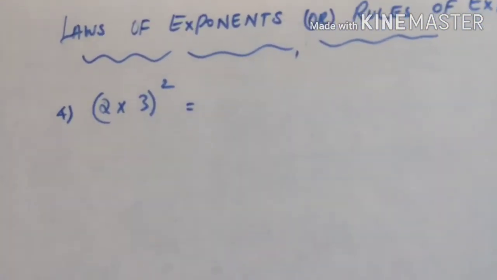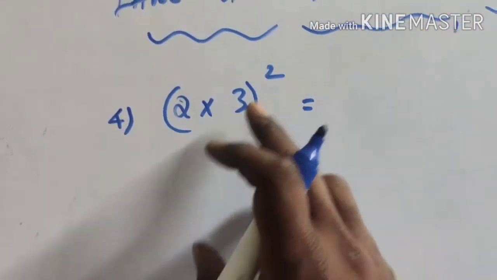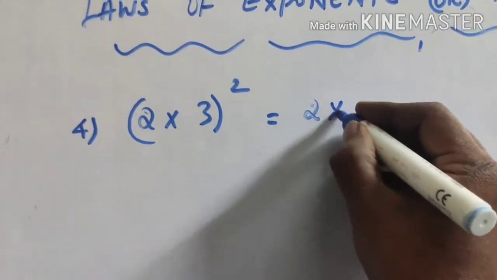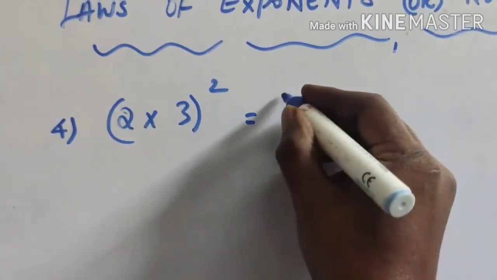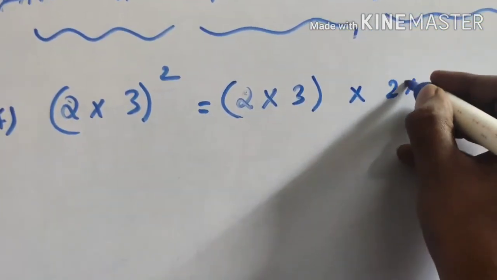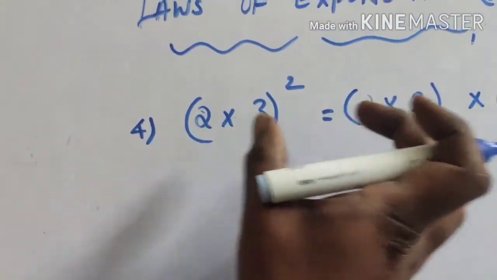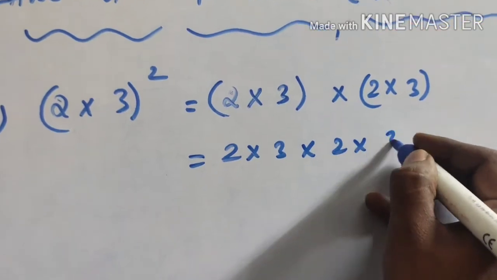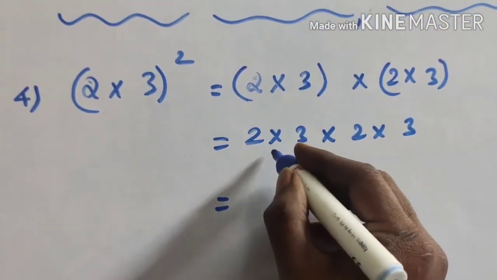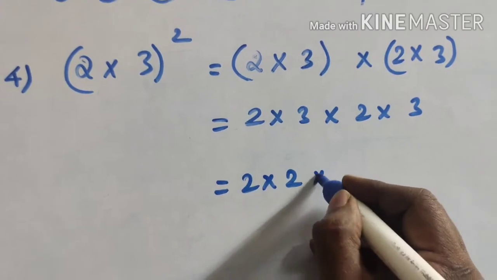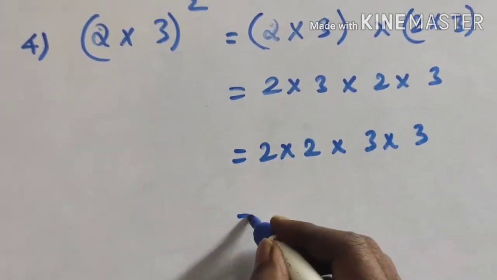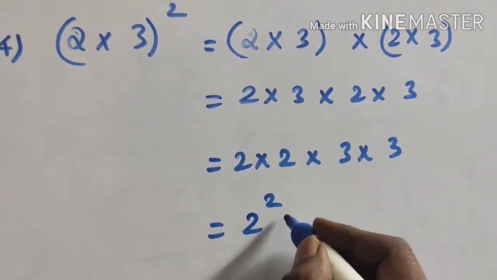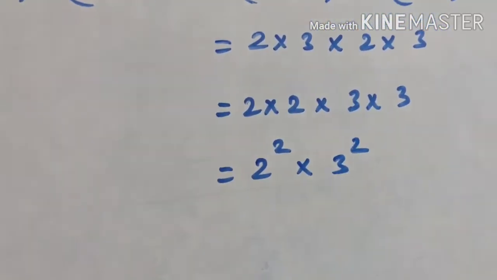Next, fourth rule. See here, (2 into 3) whole power 2. Now this can be written in the expanded form as (2 into 3) into (2 into 3), because whole square, so this should be written 2 times. Now if you remove the bracket, it is like this. Now you just keep the 2's together and 3's together. And this can be written as 2 into 2, 2 square, into 3 into 3, 3 square.